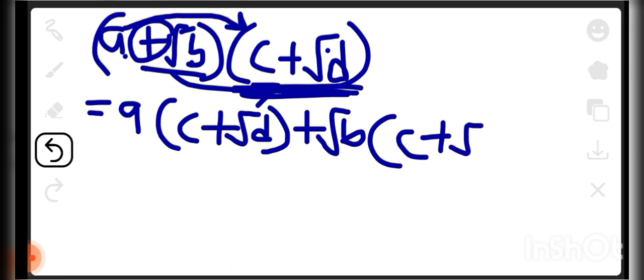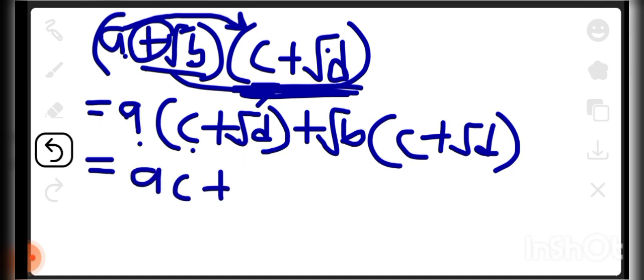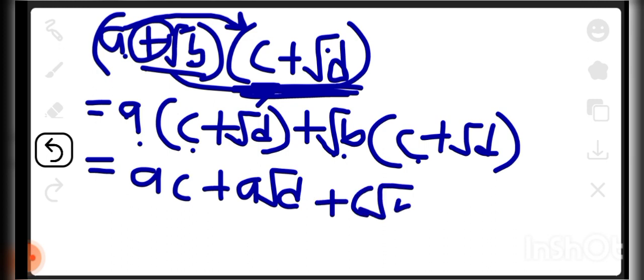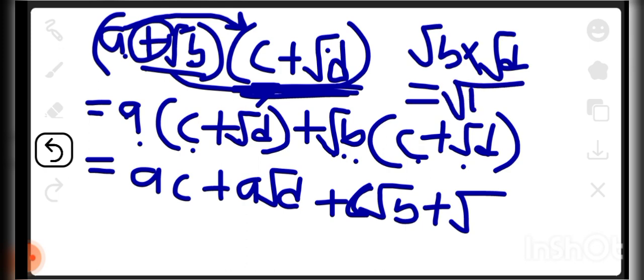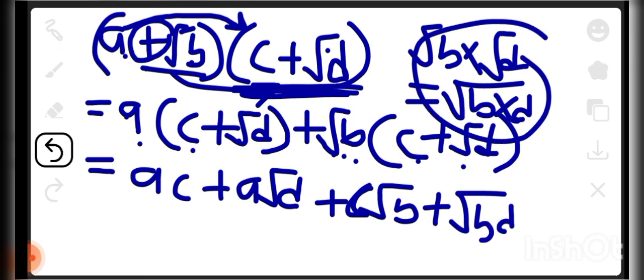So if you multiply now, a times this gives ac, a times this gives plus a root d, root b times this gives plus c root b. Root b times this one gives plus root b times root d, which will be one square root, and then b times d is bd, so it will be root bd. This one is from the root rule that we did. So this is what you're going to have.